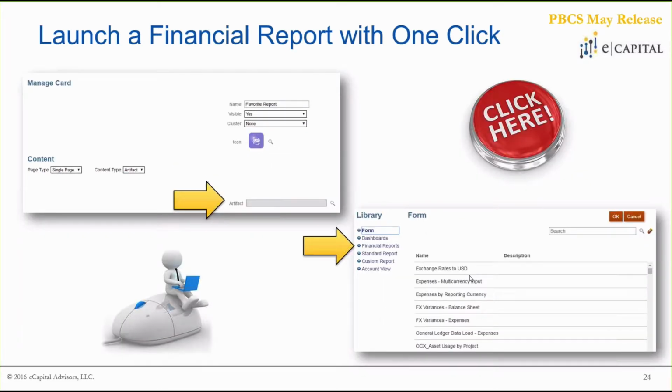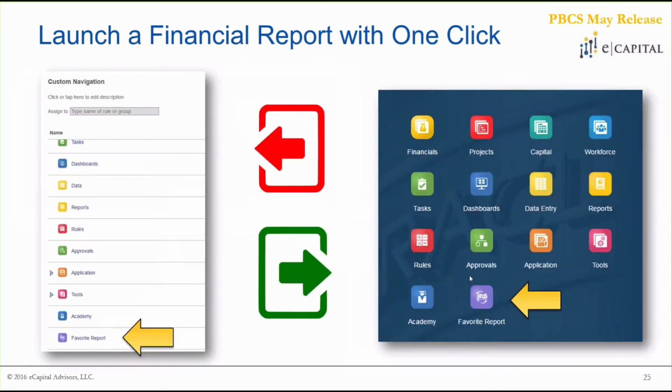When you go through here and click that artifact button, you're going to notice you have a library to choose from. So there's a lot of different things you can choose from here: forms, dashboards, financial reports, among other things. But once you're able to select the financial report that you want to include for your new icon for your simplified interface, you're going to need to log out and log back in for this to be visible.